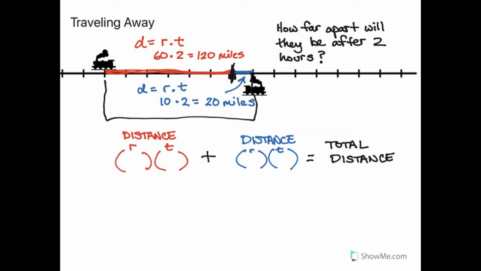So let's use this template. The first distance is the rate of the first train times the time of the first train, and the second distance is the rate of the second train times the time of the second train, and we add them together to get the total distance. Let's try this out on a word problem.